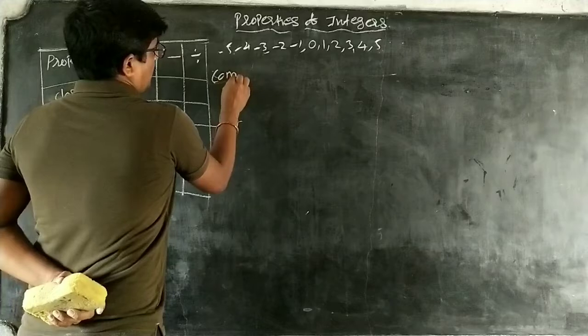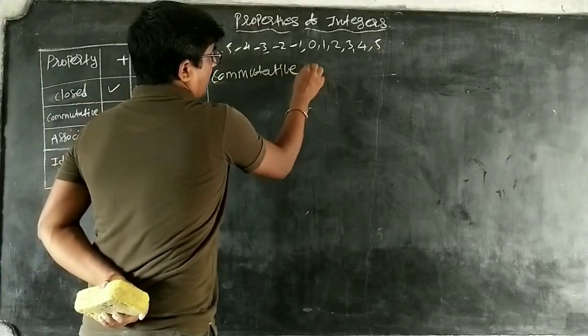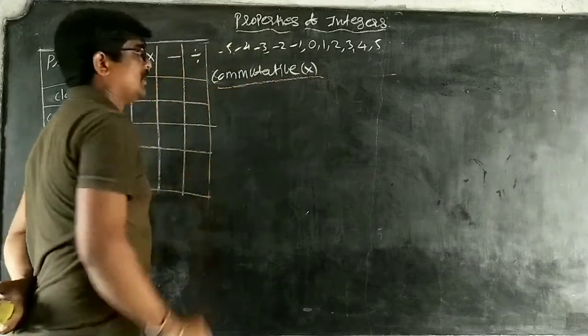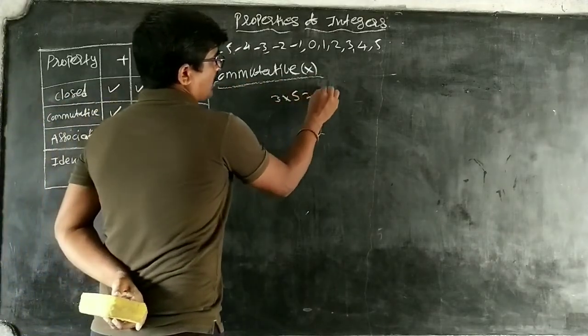Next one, commutative. What is commutative? Under multiplication, it is simple. Commutative means 3 into 5 is equal to 5 into 3.